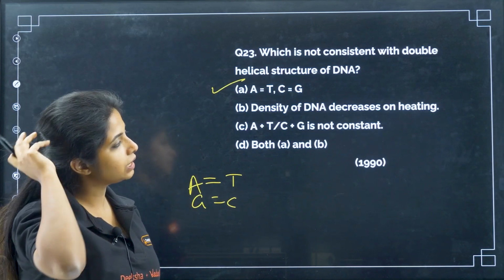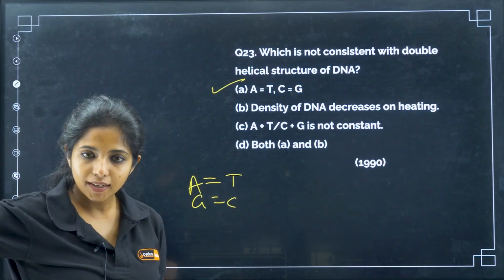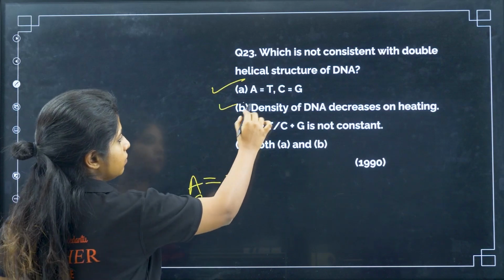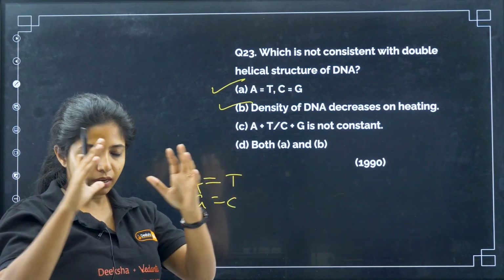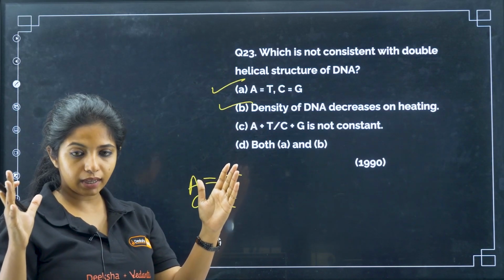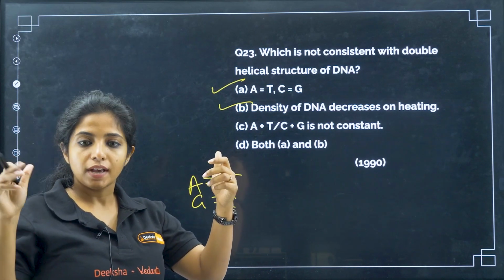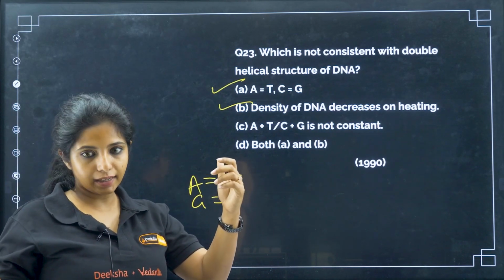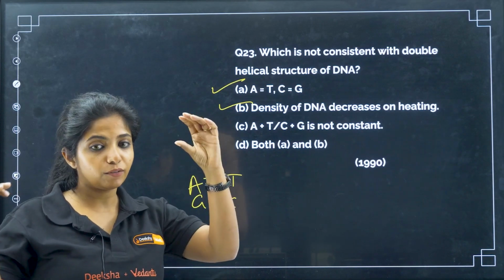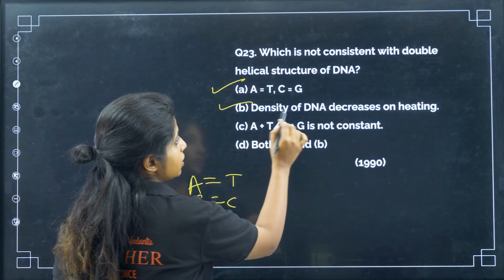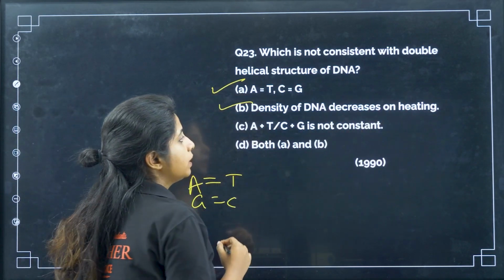Density of DNA decreases on heating. Yes, it does. It would be getting decreased on heating. The strands will be moving away from each other, and the volume would be more. Density is mass divided by volume, so if volume is more, the density would be less. So I will say the density of DNA decreases on heating. That will be correct.